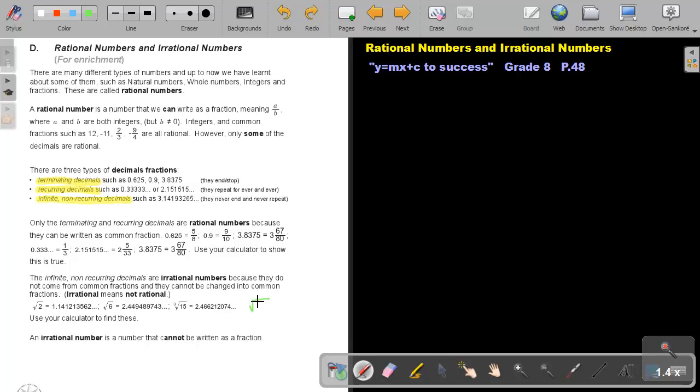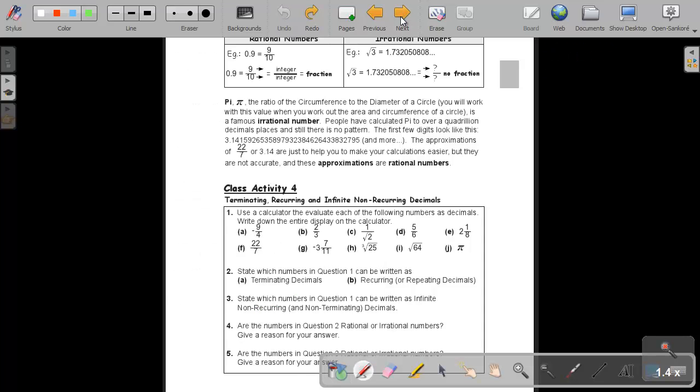Because if you have, for example, square root 16, it's an answer of 4. But irrational numbers will be mostly in root form, and then it will give you irrational numbers. An irrational number is a number that cannot be written as a fraction. Okay, let's continue to the next page.